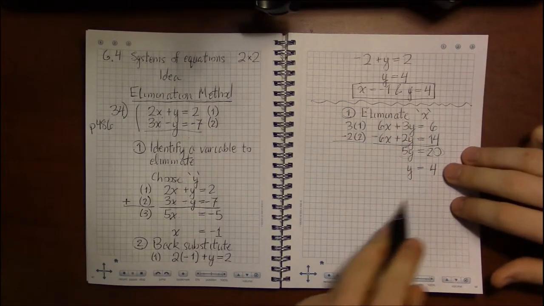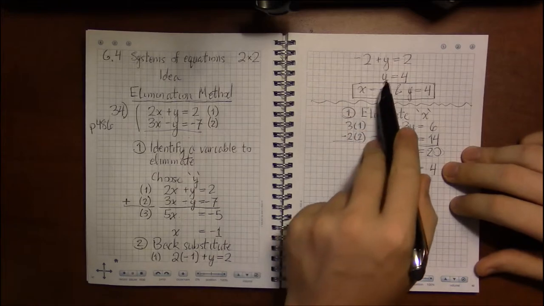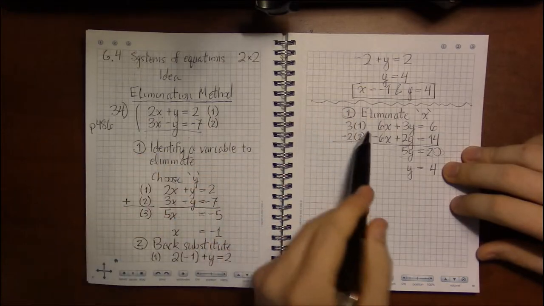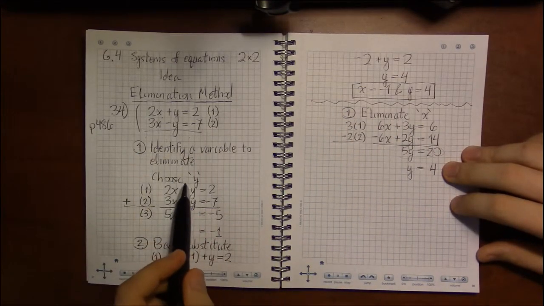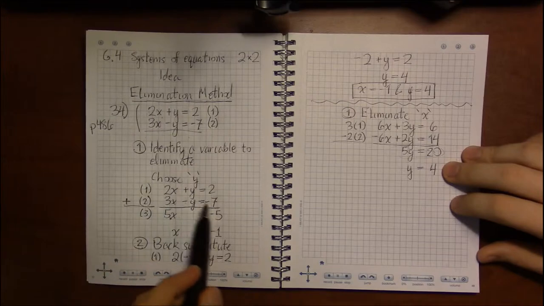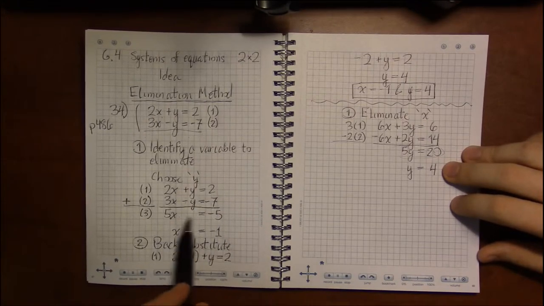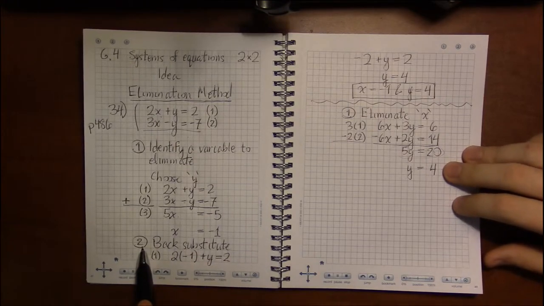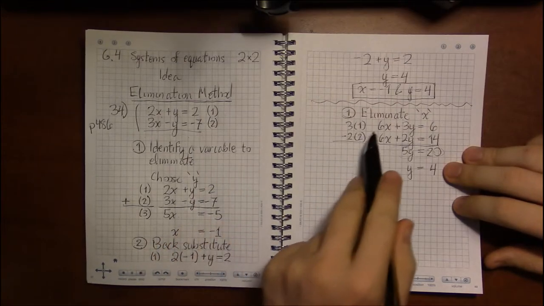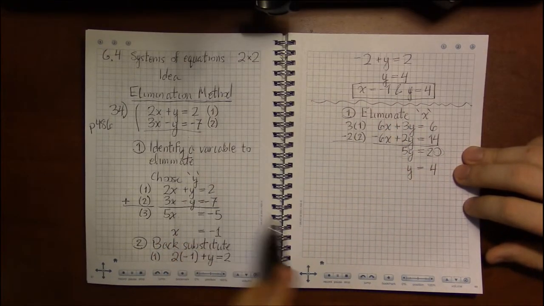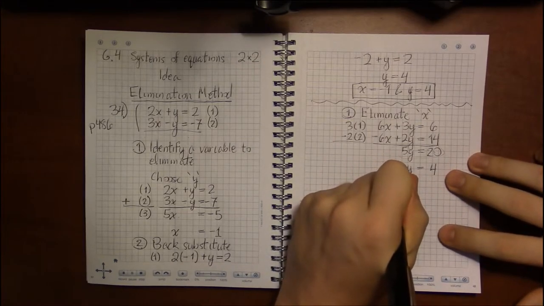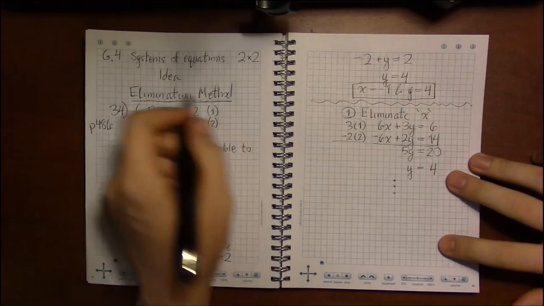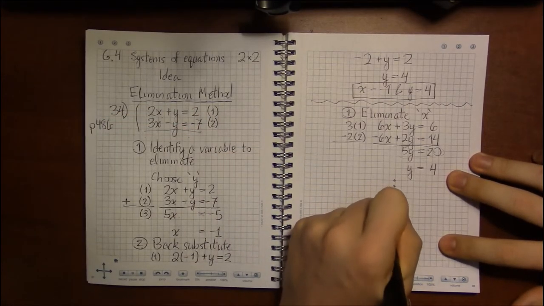And then we could go through the process of back substituting and figuring out that x is minus 1, or you could repeat the elimination process and go back and eliminate y, just as we did here, and find that x is minus 1. So you can completely avoid any and all substitution just by eliminating one variable at a time. And this is the idea of solving systems of equations through elimination.